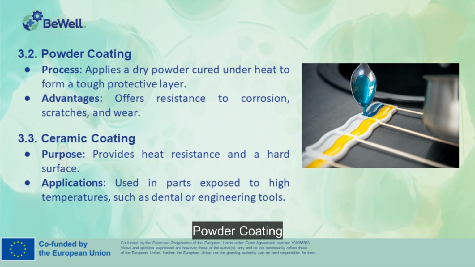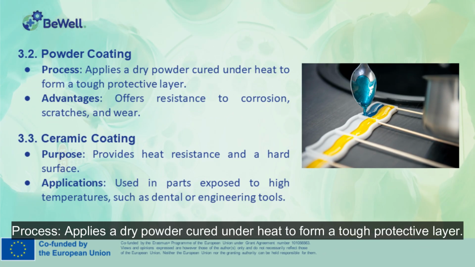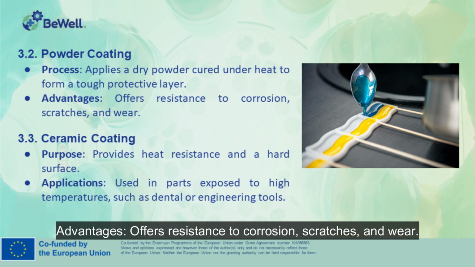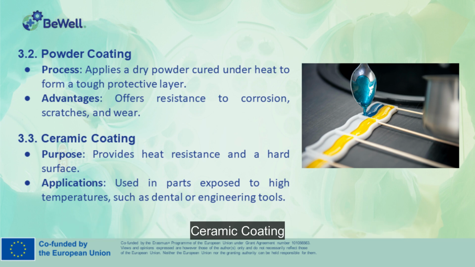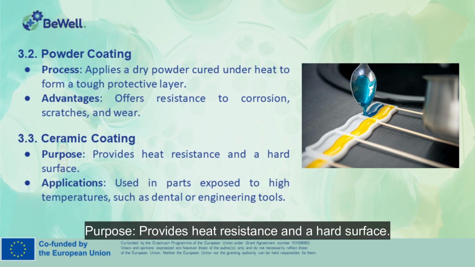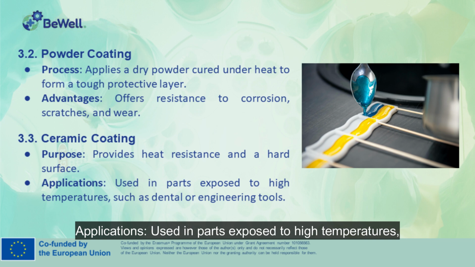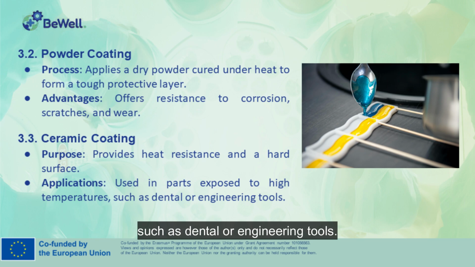Powder coating. Process, applies a dry powder cured under heat to form a tough protective layer. Advantages, offers resistance to corrosion, scratches, and wear. Ceramic coating. Purpose, provides heat resistance and a hard surface. Applications, used in parts exposed to high temperatures, such as dental or engineering tools.